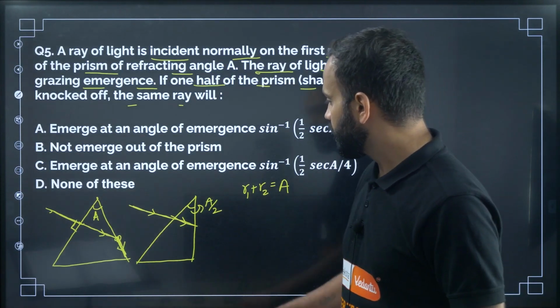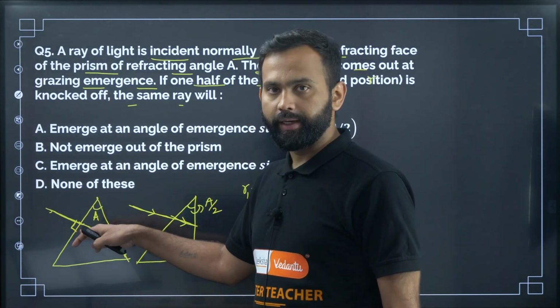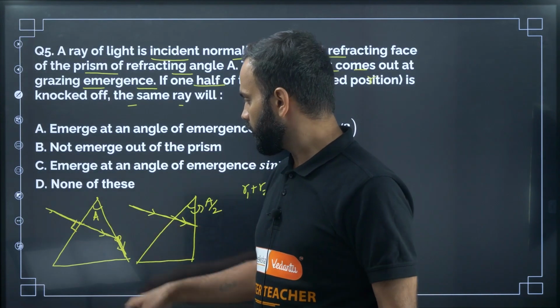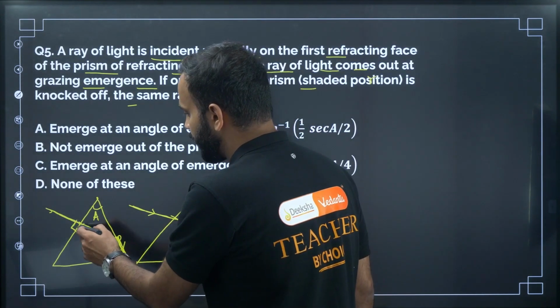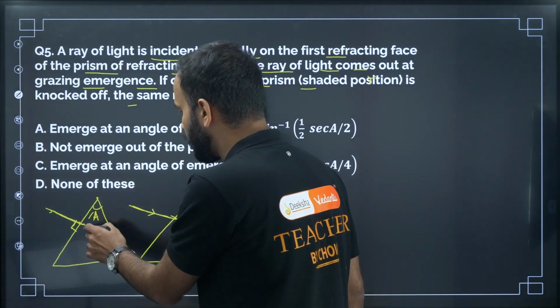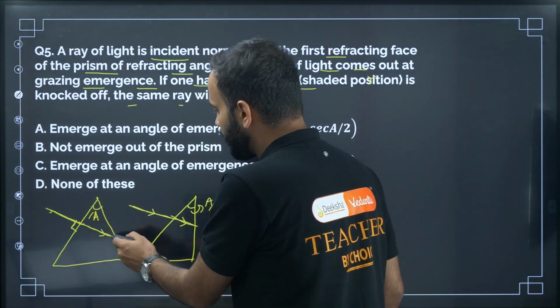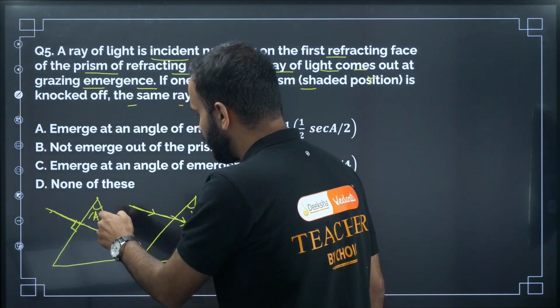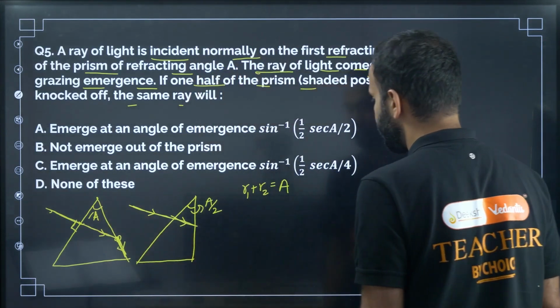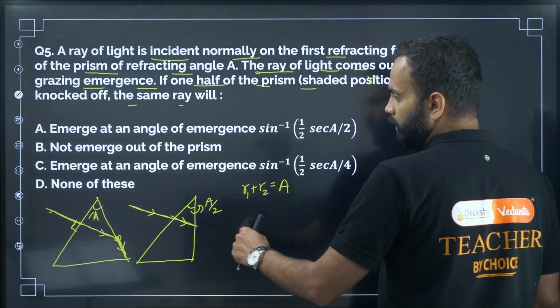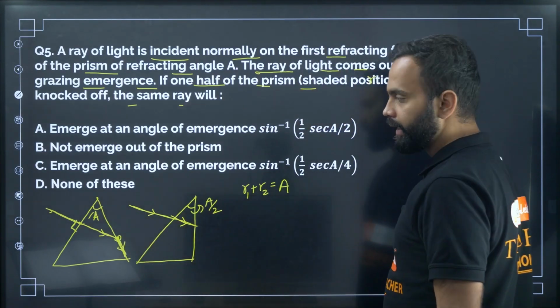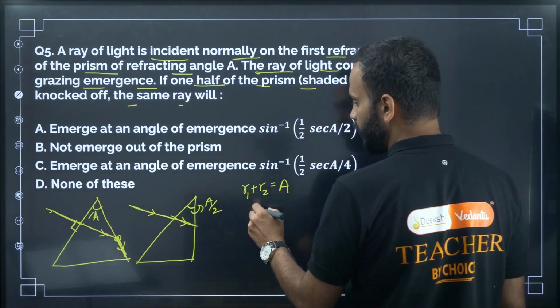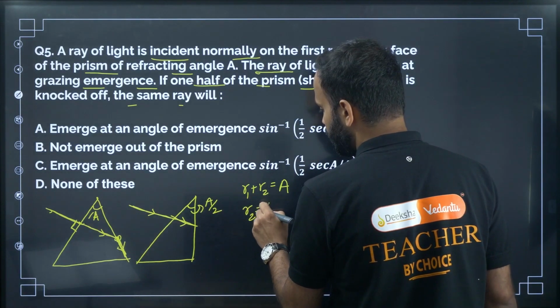R1 is the angle between the refracted ray inside the prism and the normal, and R2 is the angle between the refracted ray and the normal for the second face. Here R1 equal to 0, so R2 equal to A.